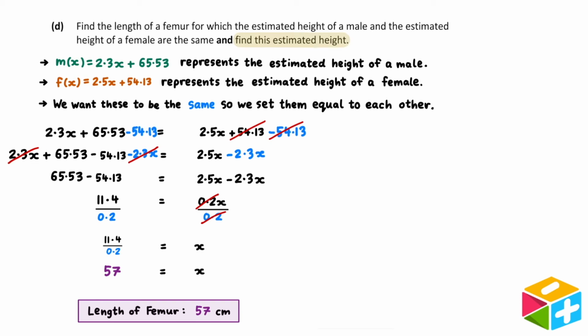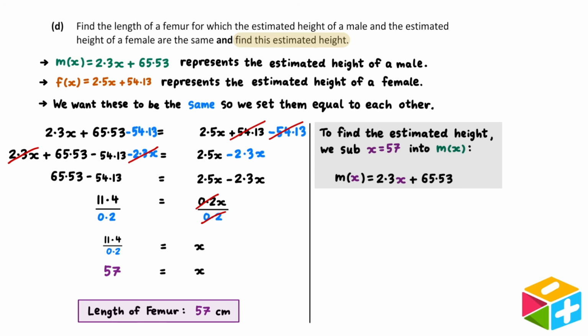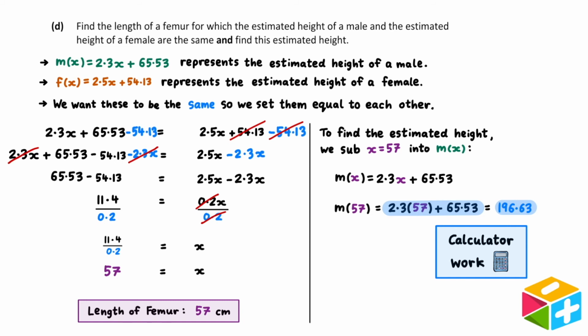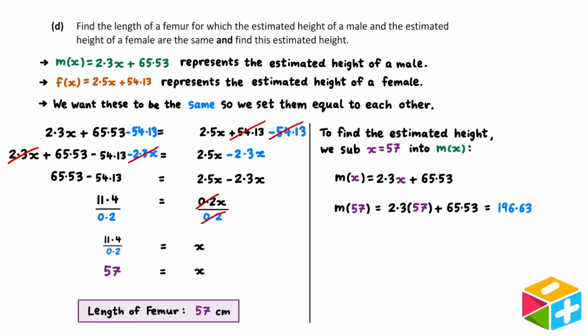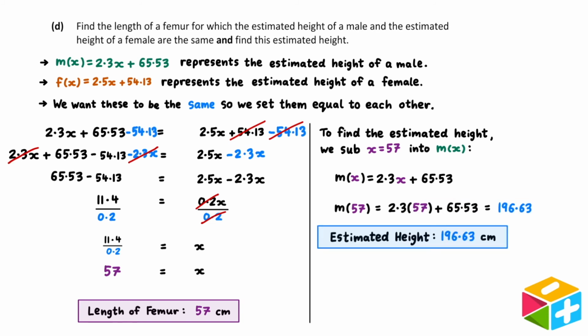We're also asked to find this estimated height. To do this, we can sub in the 57 we found into the function m of x is equal to 2.3x plus 65.53. We found that our estimated height is 196.63 centimeters.